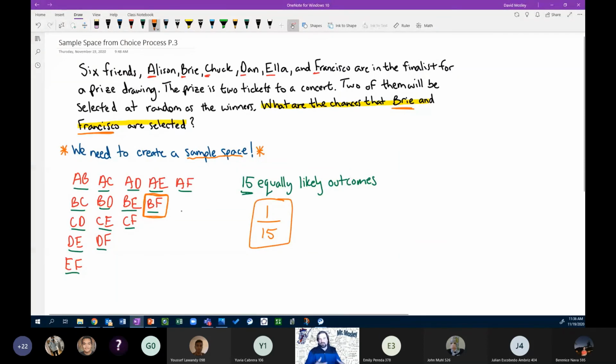And so this is another way of creating a sample space that represents this choice process. This has to do with all these outcomes being equally likely to happen, and that order doesn't matter. We create more possibilities of the outcome if the order does matter. That comes later. Are there any questions about this process?